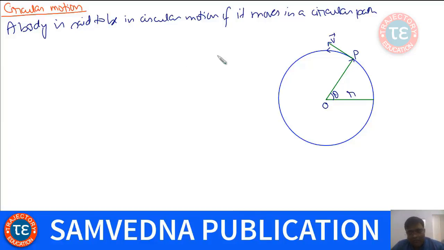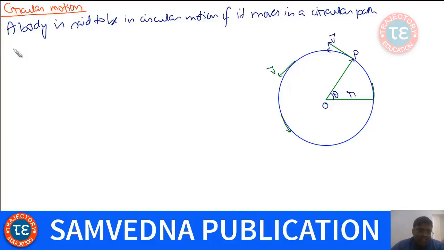One thing is very clear: as the body moves, the direction of its velocity keeps on changing. If the body is here, the velocity is in this direction; if the body is here, the velocity is in this direction. So as the body moves in circular motion, velocity always keeps changing, because the direction keeps changing. What about magnitude? The magnitude may or may not be constant.